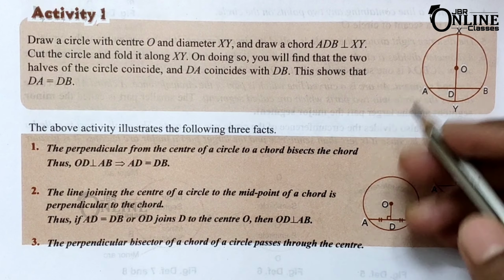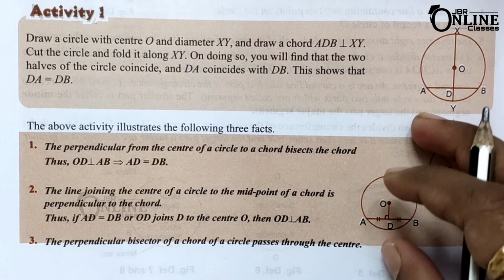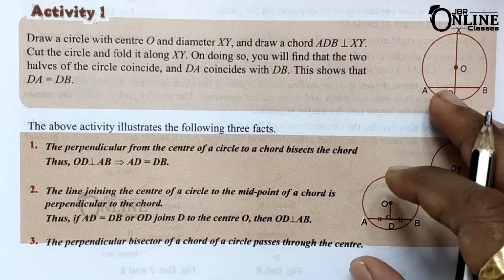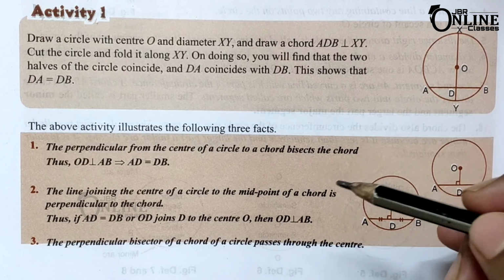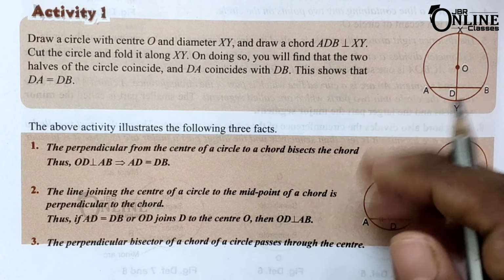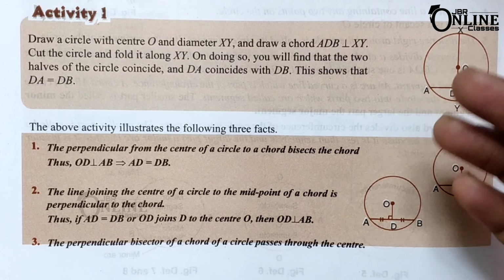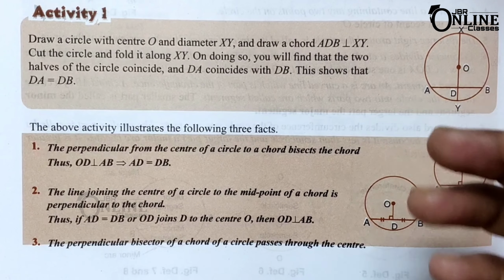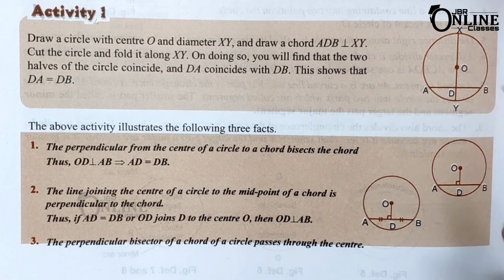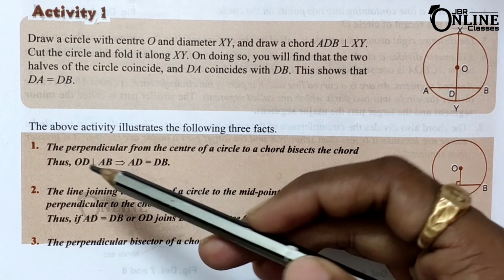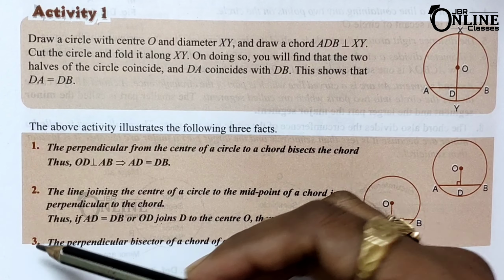So hello everyone, once again welcome back to my channel JBR Online Classes, and today I'm going to start the chapter Circle. Before I start the chapter, first you have to know some properties. You should know the definition of a circle, what is a chord, what is a radius, and what is a sector. Just go through the definitions once again, and then you have to know the properties given in your book. Here, three properties are there.